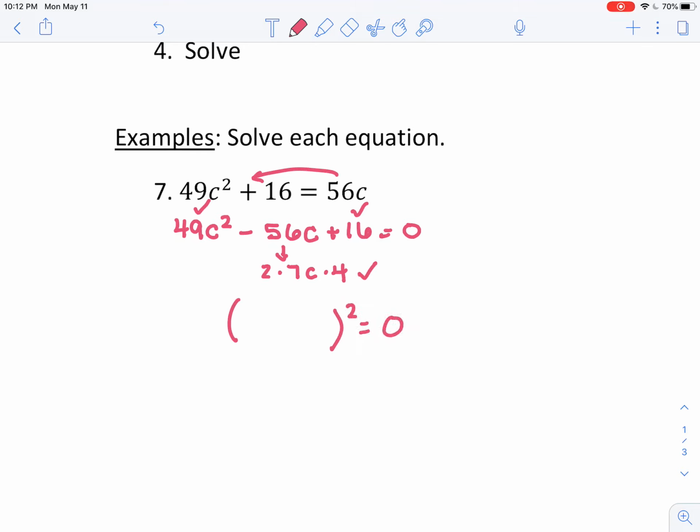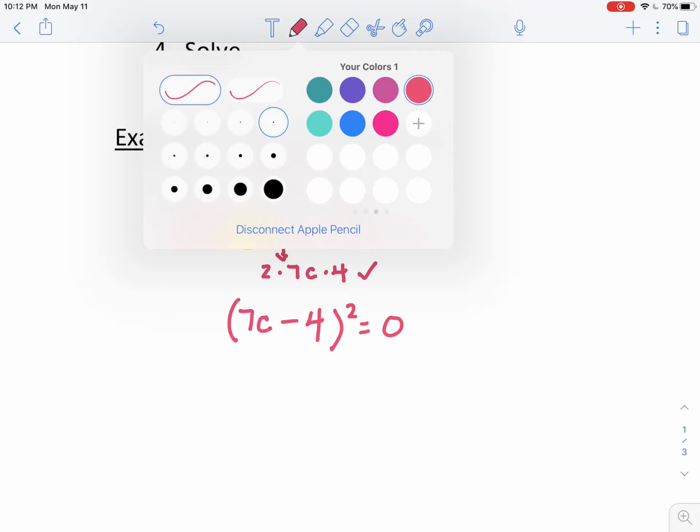So to factor my perfect square trinomial, I make one big parenthesis that gets squared. Inside I put the square root of the first term, 7c. The sign from our middle term in descending order, so that's a minus. And the square root of the last term, which was 4.